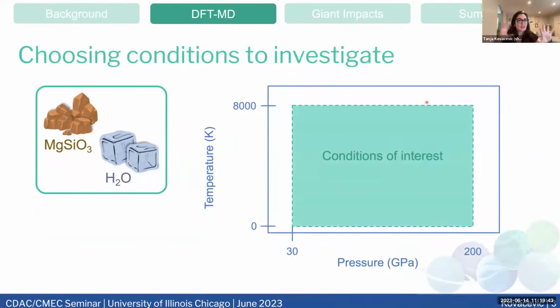So, okay, we picked our materials of interest. Now we need to begin choosing conditions to investigate. So here's a pressure and temperature plot. These are the conditions that we chose to investigate.